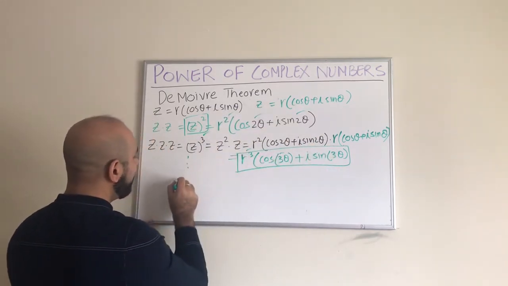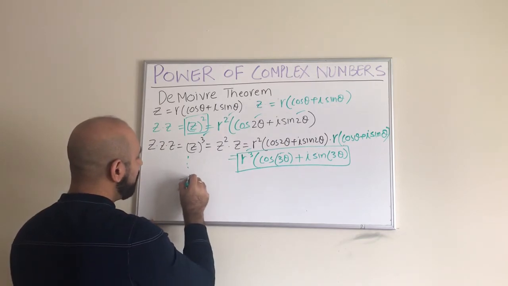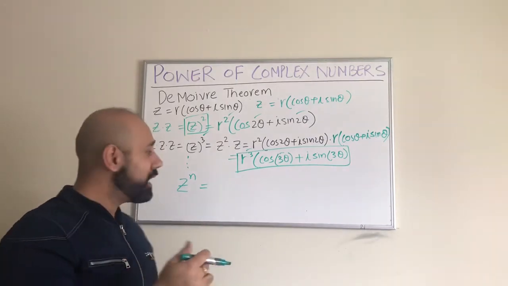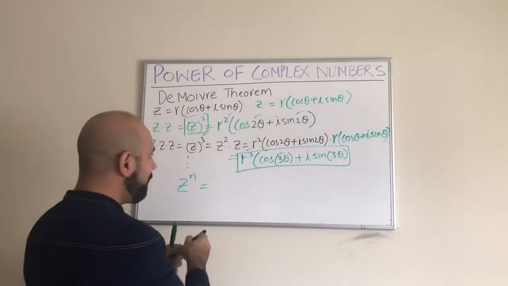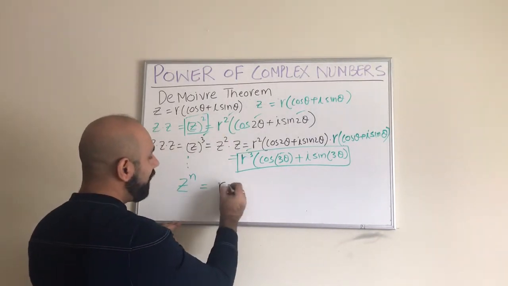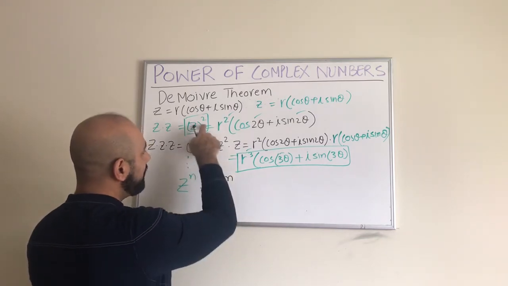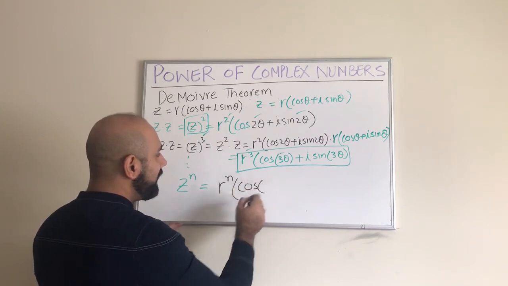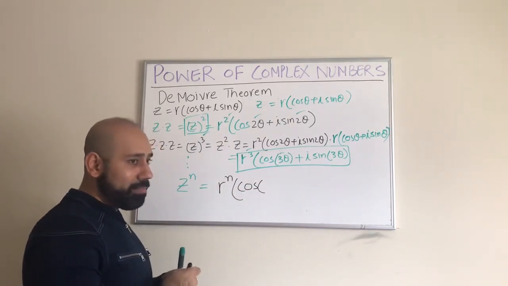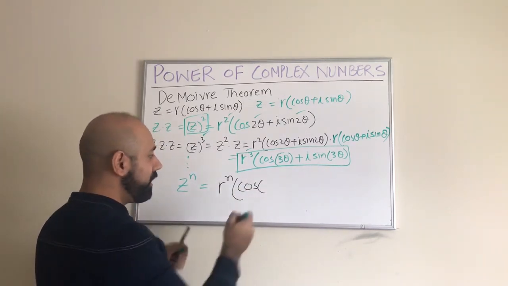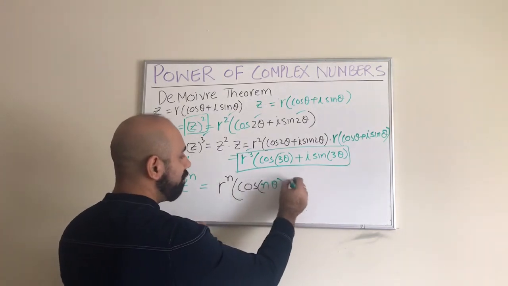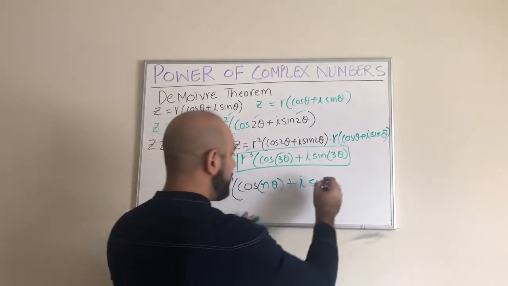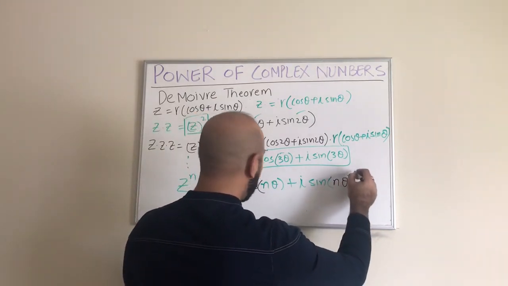Similarly, we can generalize this, and if we go up to z to the power n, that means we're multiplying this complex number n times. From this pattern, we can already see that it's going to be r to the power n. And then you're adding the angles n times, so theta plus theta n times, it's going to be cosine of n theta plus i sine of n theta. And this is called de Moivre's theorem.